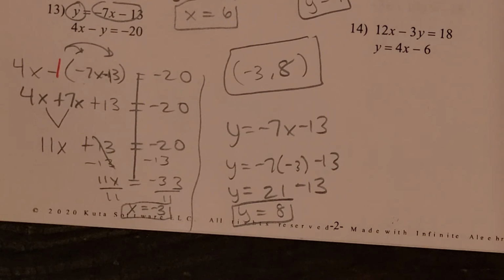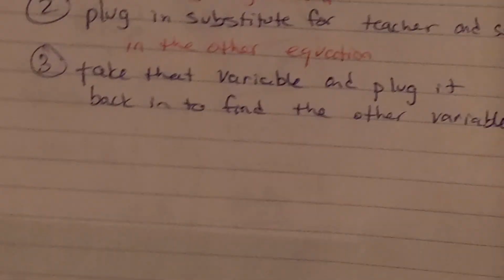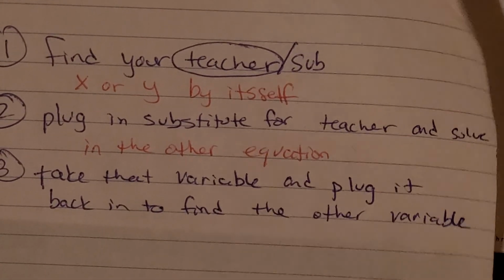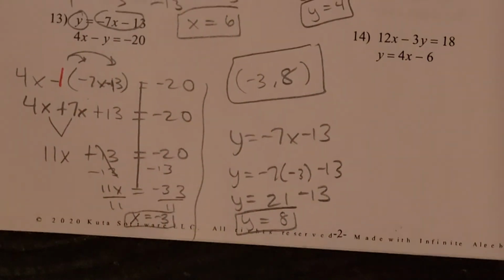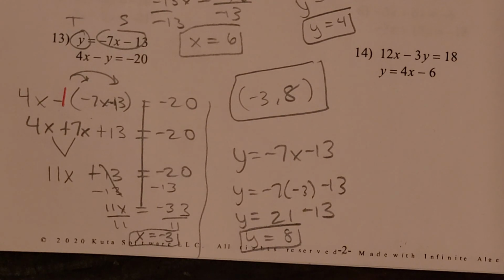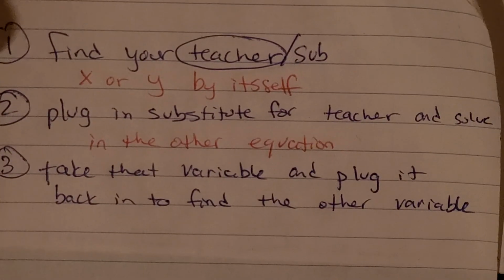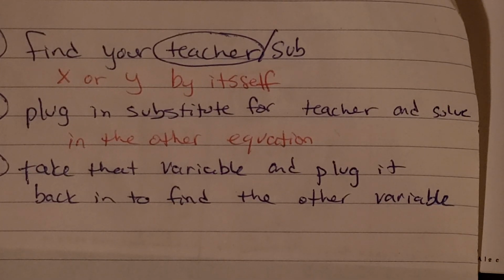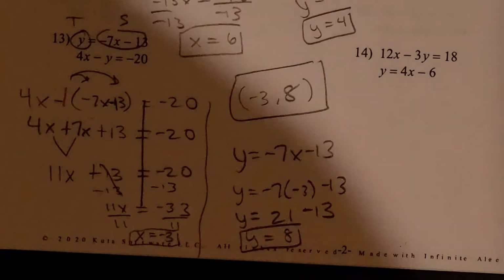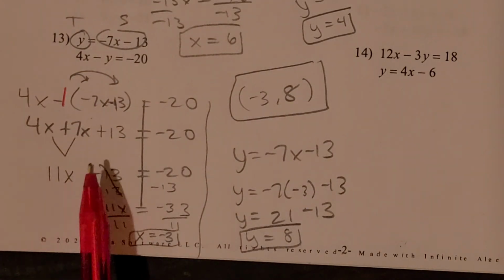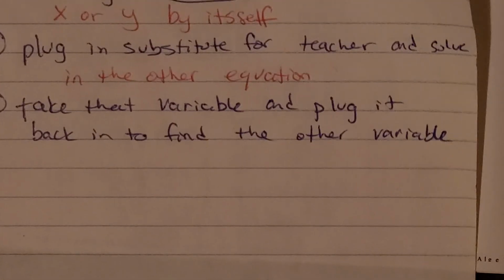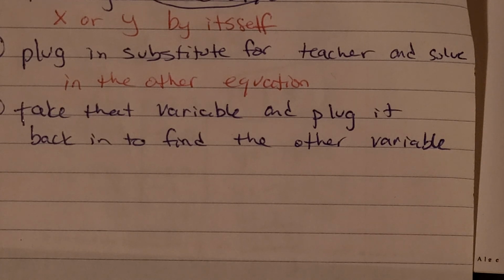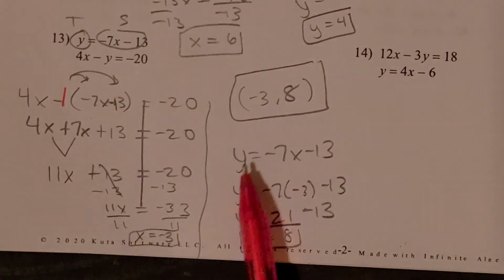It's called substitution. First, you find your teacher or sub. That's where I circled this up here, and I wrote a T and an S. I recommend you do the same. 2, I'm going to plug in the substitute. I'm going to take out the teacher, plug in the sub, and then solve. That was right here. I took out the teacher, plugged in the sub, and then solved. And then lastly, once you have one variable, you're going to plug it back in to find the other. That's what I did right here.